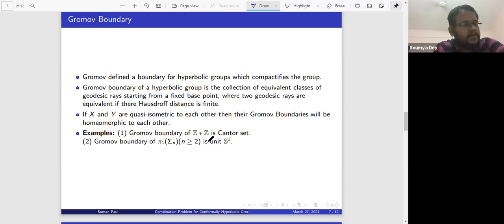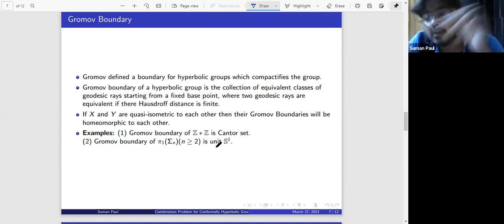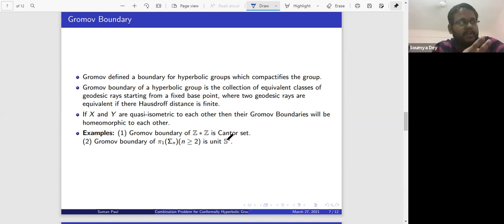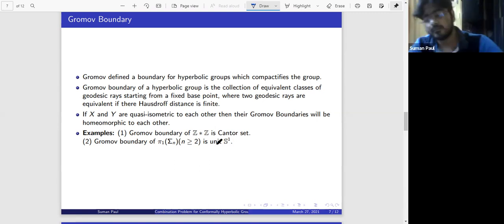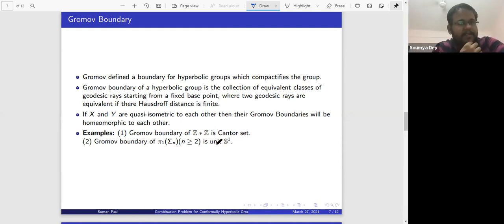I'm not understanding. They're isomorphic too? No. What's your question? Suppose you choose two different, say, m and n, and you have their pi1, pi1 of sigma m and pi1 of sigma n. Are they quasi-isometric?